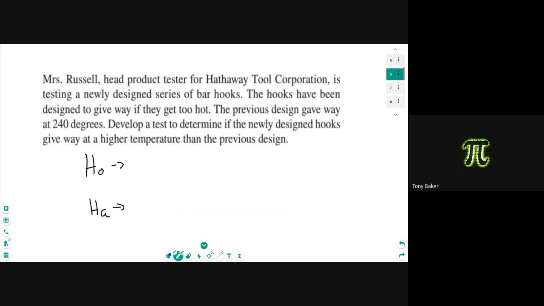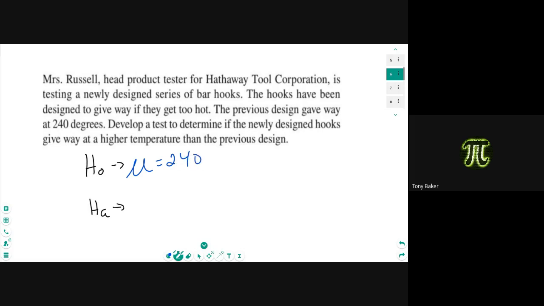Ms. Russell, the head product tester at Hathaway Tool Company, is assessing a new design for a series of bar hooks. The hooks have been designed to give way if it gets too hot. The previous design gave way at 240 degrees. They want to develop a test if the newly designed hooks give way at a higher temperature than the previous design. So what is my null hypothesis? What is the status quo? 240. So my null hypothesis is that the mean equals 240.